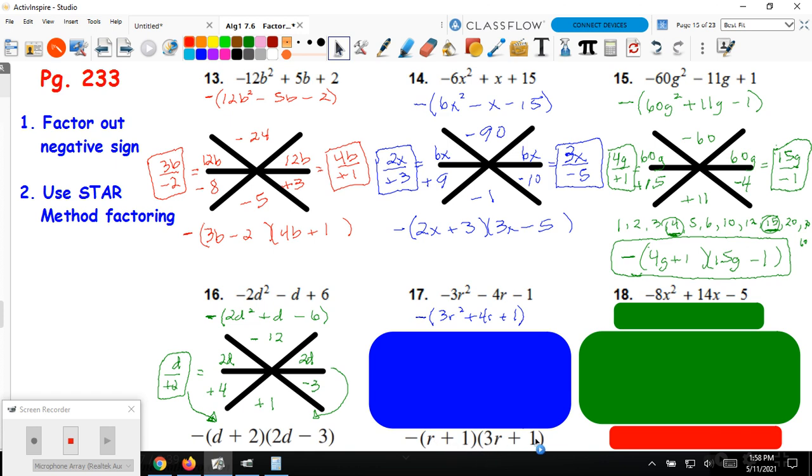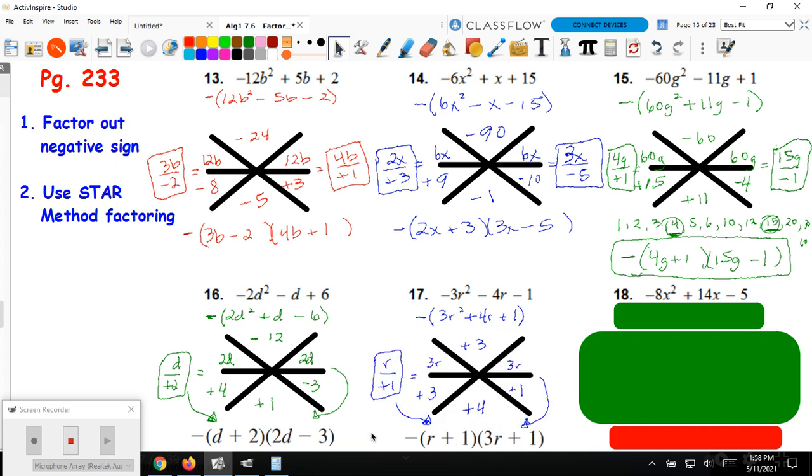So again, if you got those two, then your star was correct and you did it correctly. If you didn't get those two correct, then look at my star there, and you can see maybe where you went wrong. And again, I didn't have to reduce this side. This side's already reduced. 3r plus the 1 was already reduced.